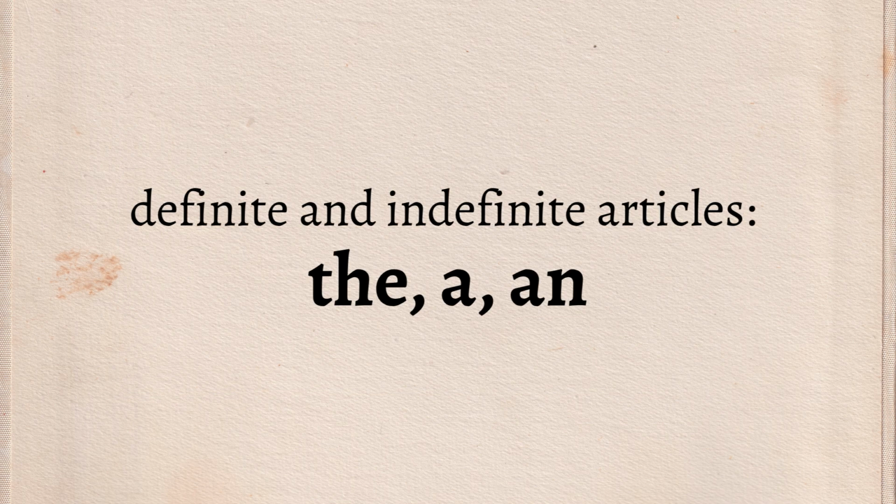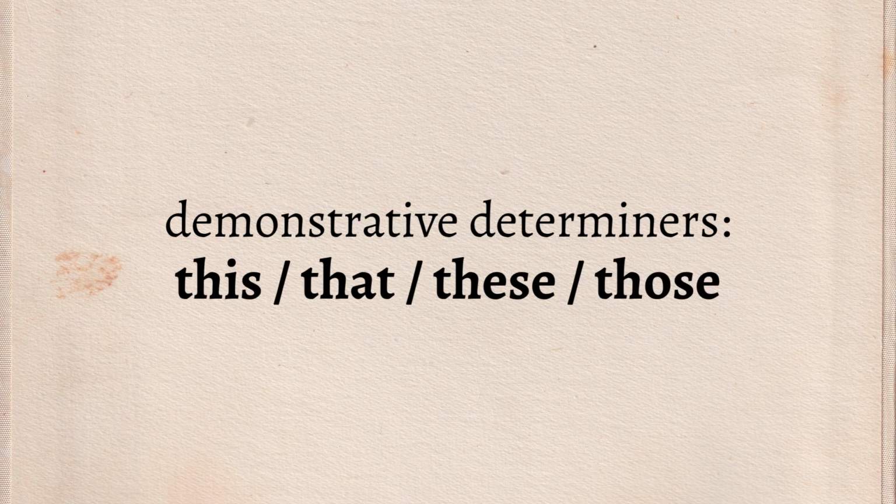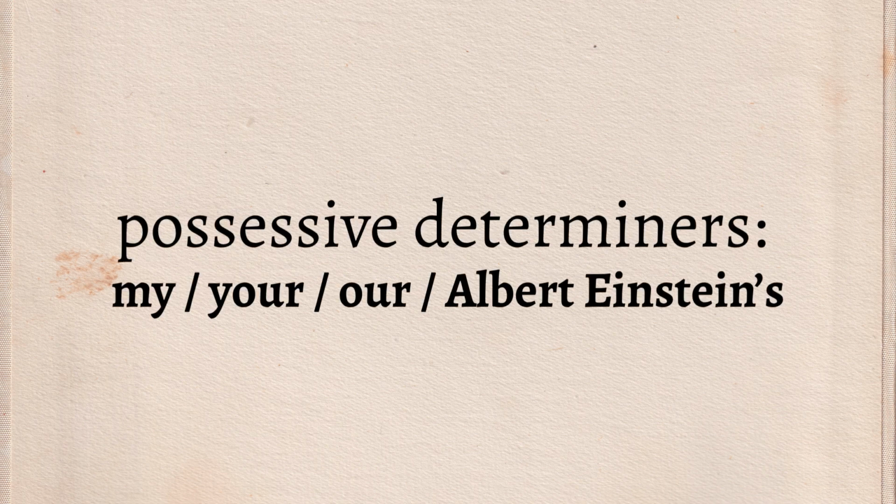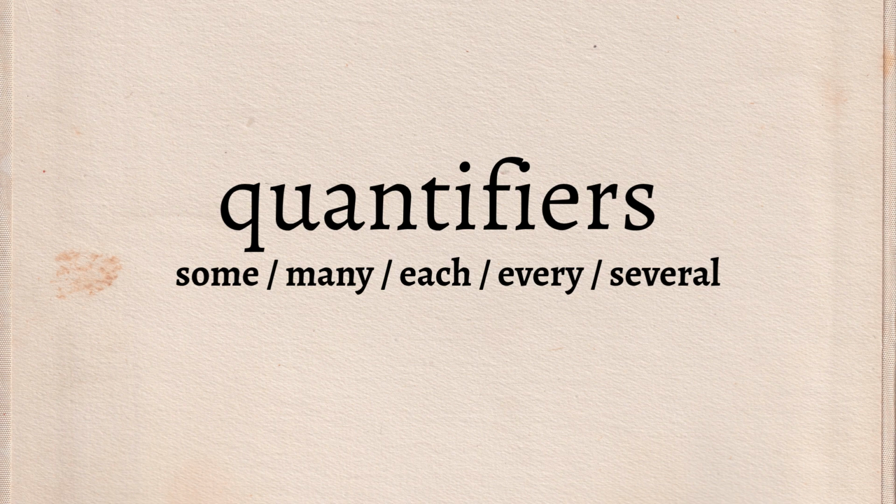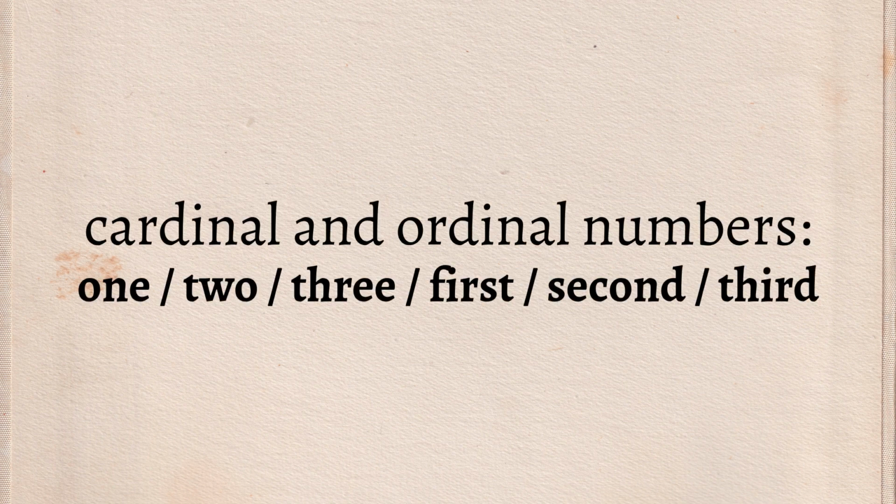Some examples include definite and indefinite articles, the, a, and an, demonstrative determiners, this, that, these, and those, possessive determiners, including my, your, our, Albert Einstein's, quantifiers, including some, many, each, every, several, and cardinal and ordinal numbers, 1, 2, 3, or first, second, and third.